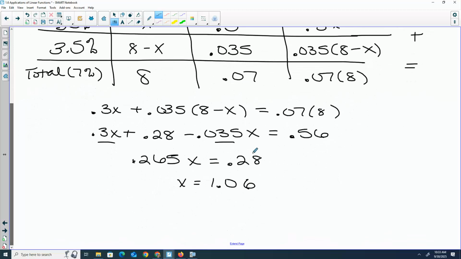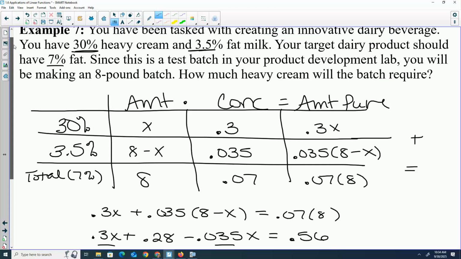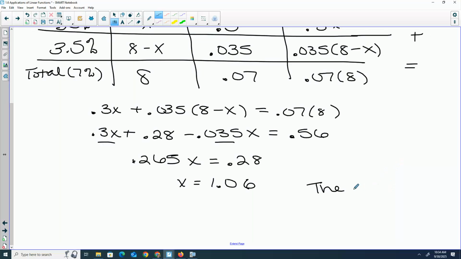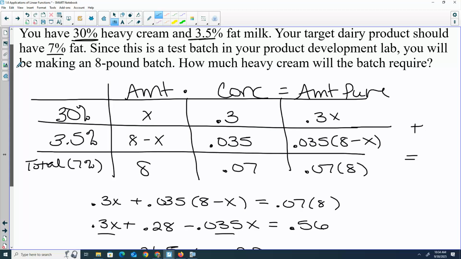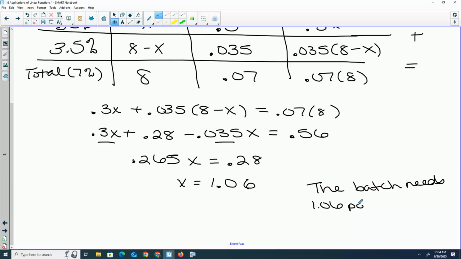So how much cream will the batch require? Cream was, if we look back, the 30%. So that's our X. So the batch needs 1.06, what was I measuring in? Pounds of cream. All right. So you should have the problems from yesterday and 5 through 7 done for tomorrow.